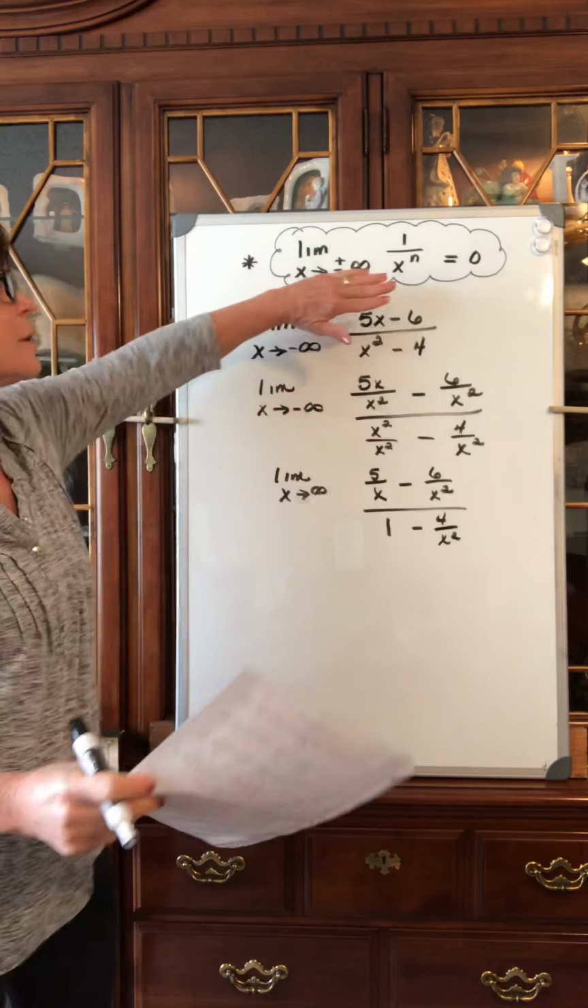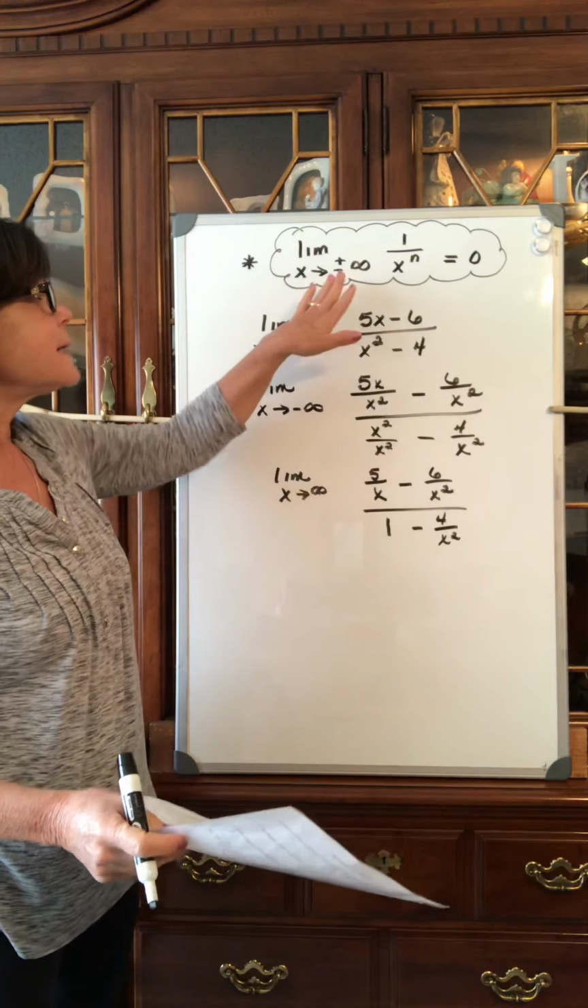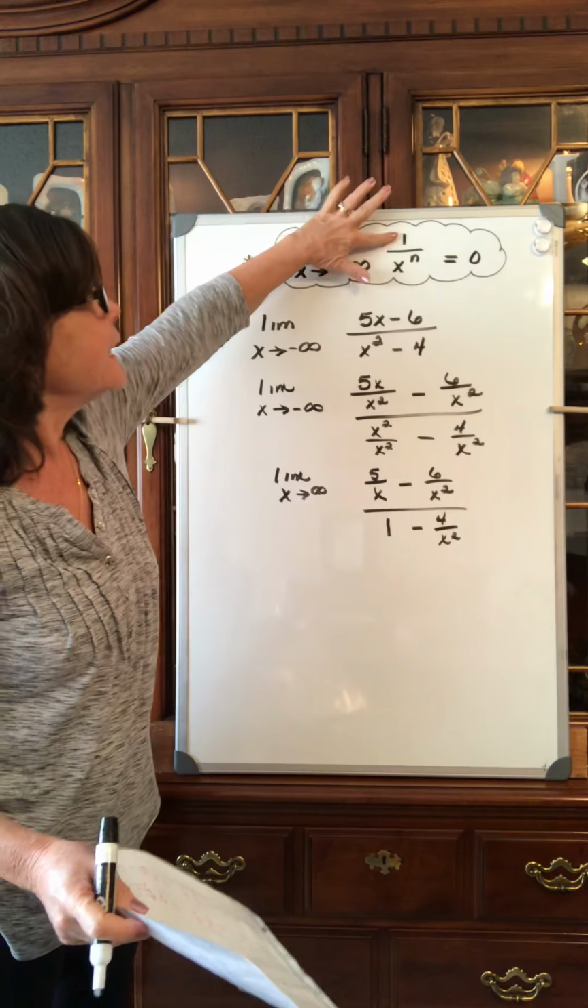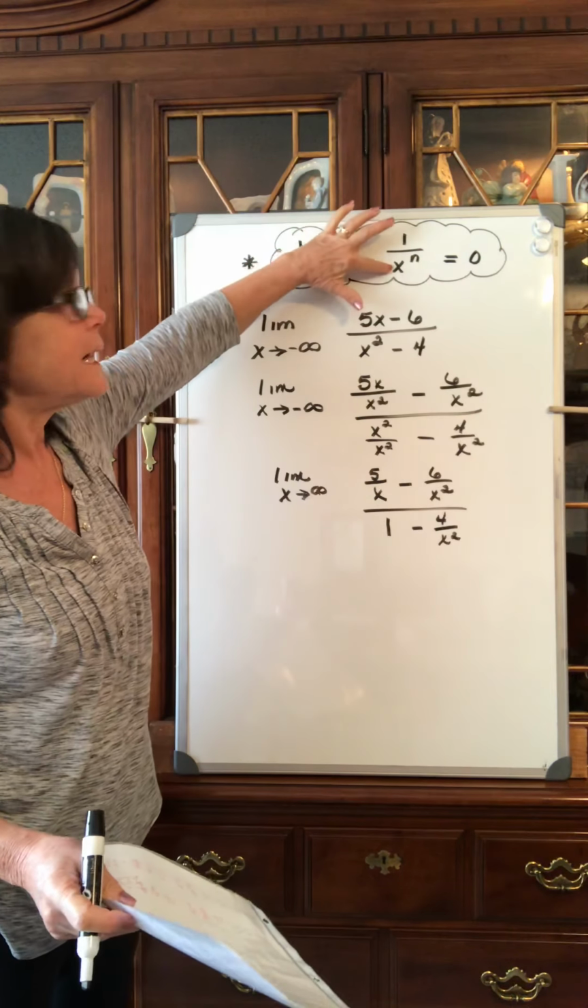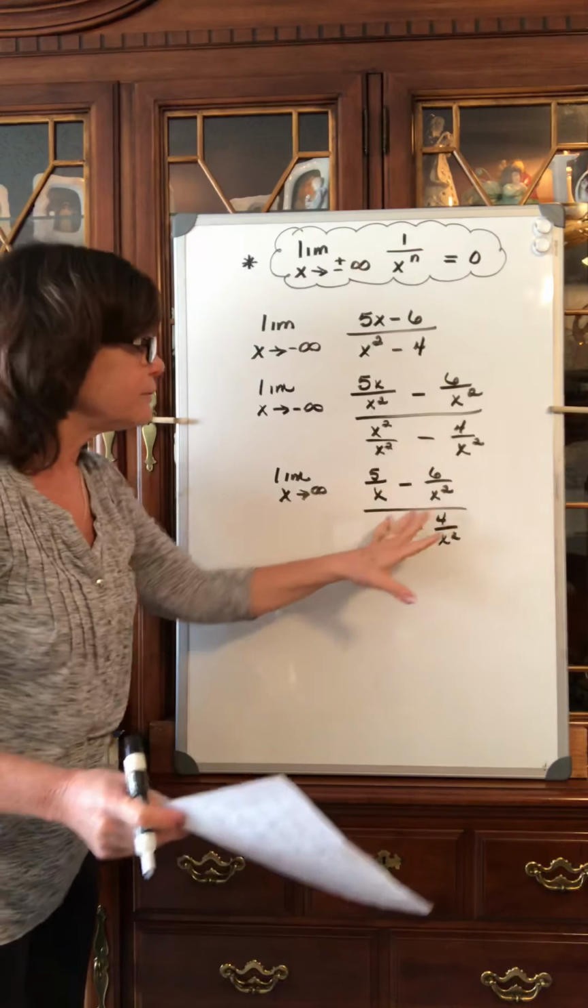Pay attention to the rule to positive or negative infinity. The limit as x is approaching positive or negative infinity of any number divided by x raised to any power is 0. So now I'm going to do the limit of each piece of this.